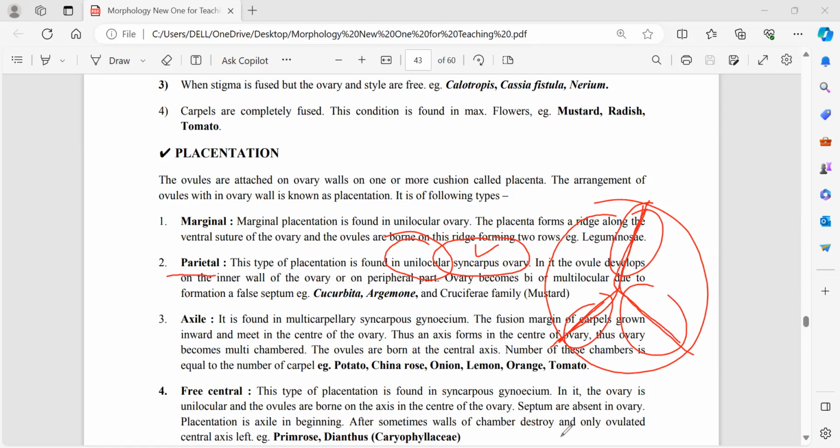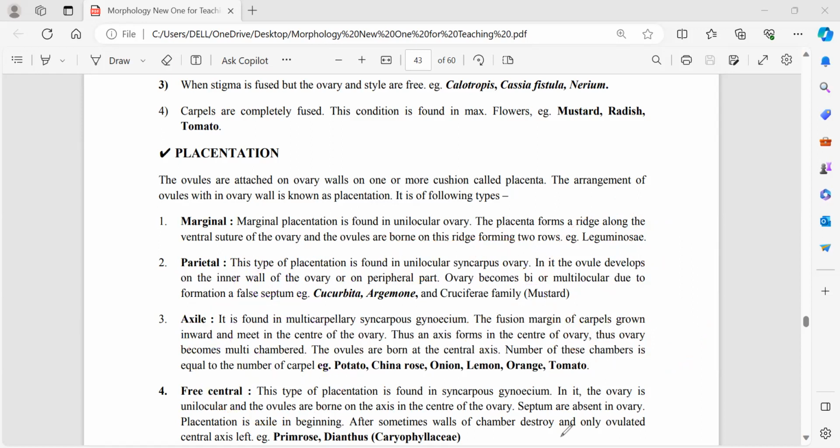We will draw this anew. This is the ovary, and on its inner wall, on the peripheral part, the ovules are borne. The ovary becomes bilocular or multilocular due to the formation of a false septum; here it can become bilocular, it can become multilocular. A false septum is a partition, and it does not remain there, it is false.